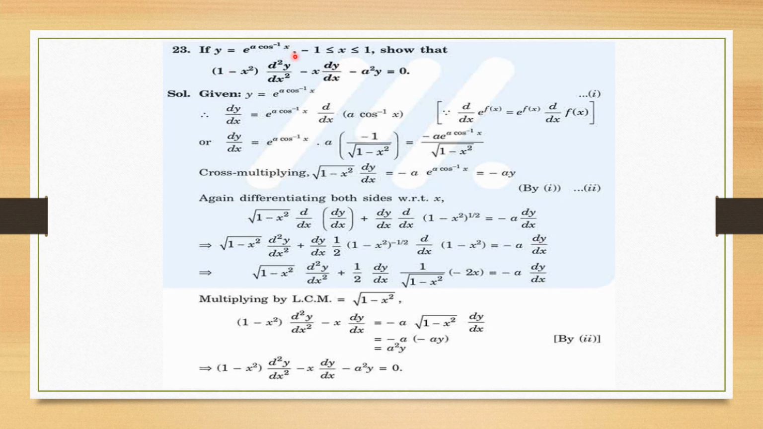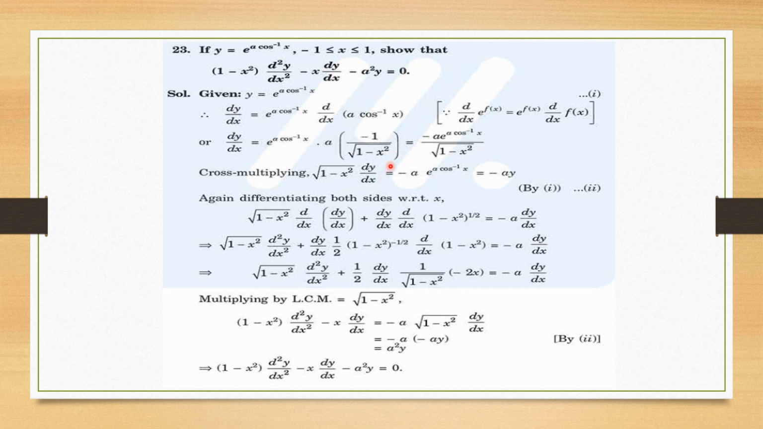Number 23, this type of question we have already done. If y is equal to e raised to power a cos inverse x, x lying between minus 1 and 1, show that this equation is equal to 0. So y is equal to e raised to power a cos inverse x. I have to get dy by dx and the second derivative also. dy by dx is very simple. e raised to power a cos inverse x into d/dx of a cos inverse x. So it is e raised to power a cos inverse x into a, and the derivative of cos inverse is minus 1 upon root 1 minus x square. So it becomes minus a e raised to power a cos inverse x upon root 1 minus x square.